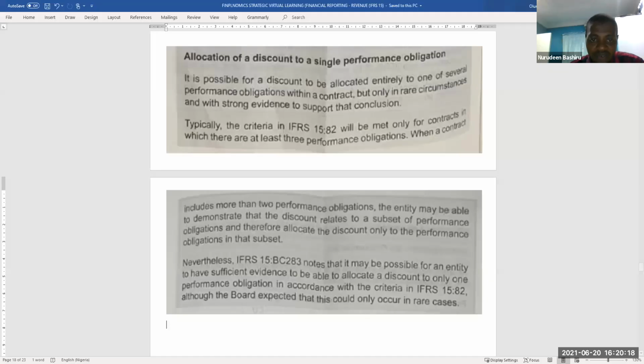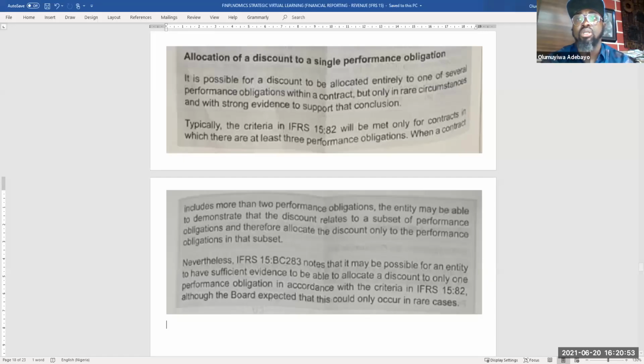Nevertheless, IFRS 15, paragraph BC283 notes that it may be possible for an entity to have sufficient evidence to be able to allocate a discount to only one performance obligation in accordance with the criteria in IFRS 15, paragraph 82, although the board expected that this could only occur in rare cases. Okay, thank you very much.